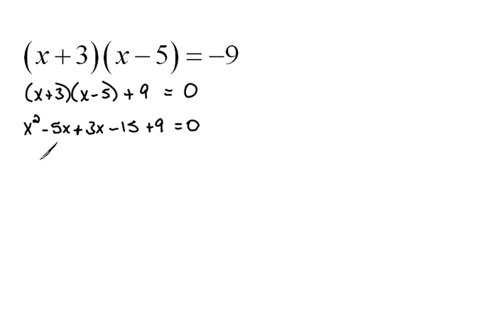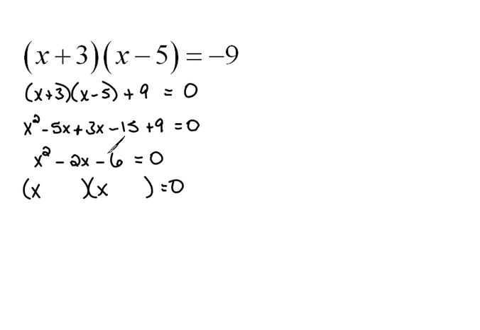Now if I collect like terms, we'll have x squared, minus 5 plus 3 would be minus 2x, minus 15 plus 9 would be minus 6, equals 0. Well, at least now this looks a little bit more familiar to us, because we have a polynomial equal to 0. Hopefully we can factor this down. So since this is a trinomial, let's put down our parentheses. So x times x would give us x squared.